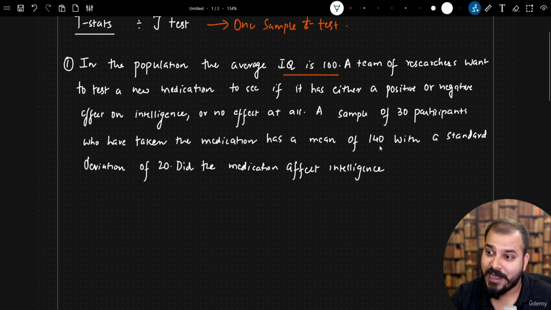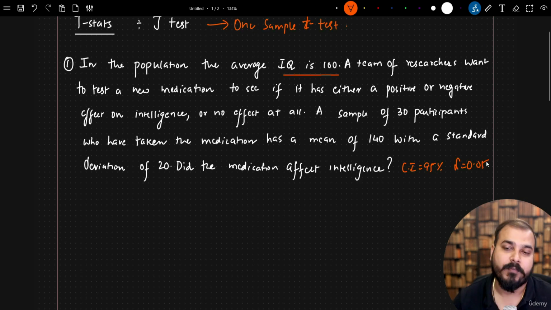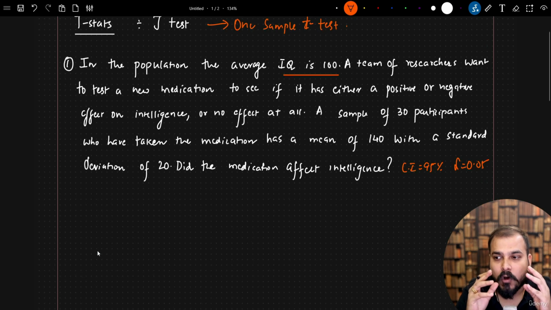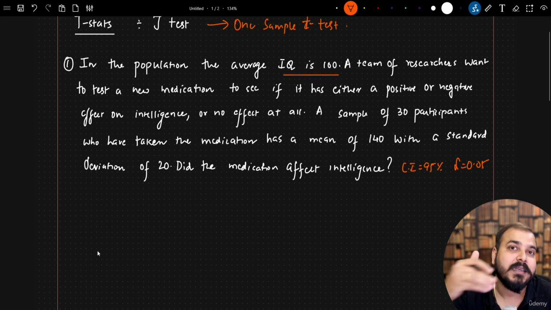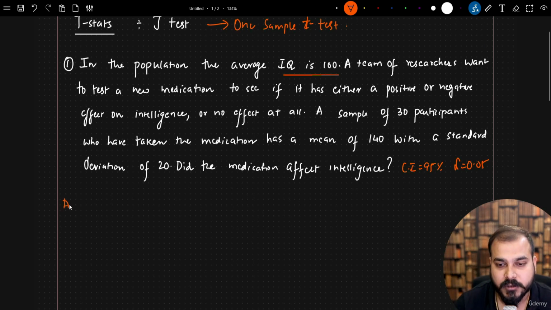Initially it was 100, and when we took a sample, it is 140 with a standard deviation of 20. Did the medication affect the intelligence? This is what we really need to check. Over here, we are going to set our alpha value, or I can also say my confidence level, to 95%. When I say 95%, my alpha is 0.05. Now let's solve this problem and see what information we can take out from it. In short, we are doing an analysis on this sample data to conclude whether the intelligence has increased or not. So let's start this problem statement.